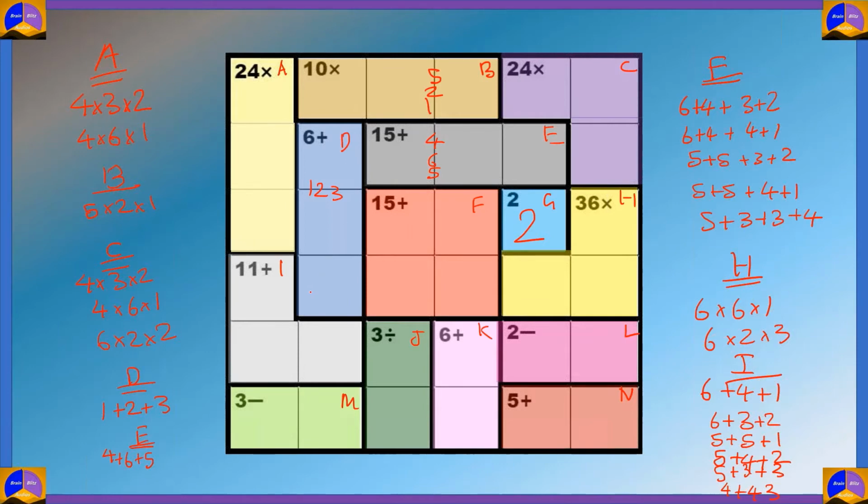Let's look at cage I. If we use the option 4 plus 4 plus 3, the only way to write it is 4 over here, and 3 over here. But we can't use this option because we know that in cage A, there is a 4 in both of the options. So we can eliminate the option 4 plus 4 plus 3.